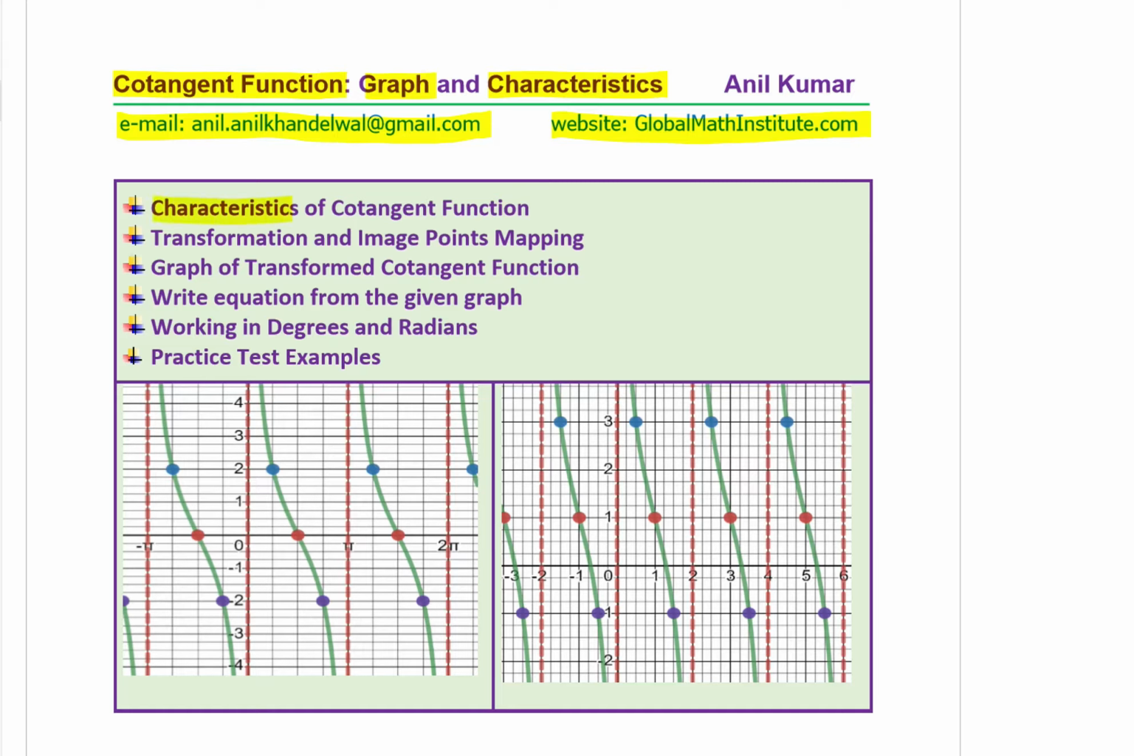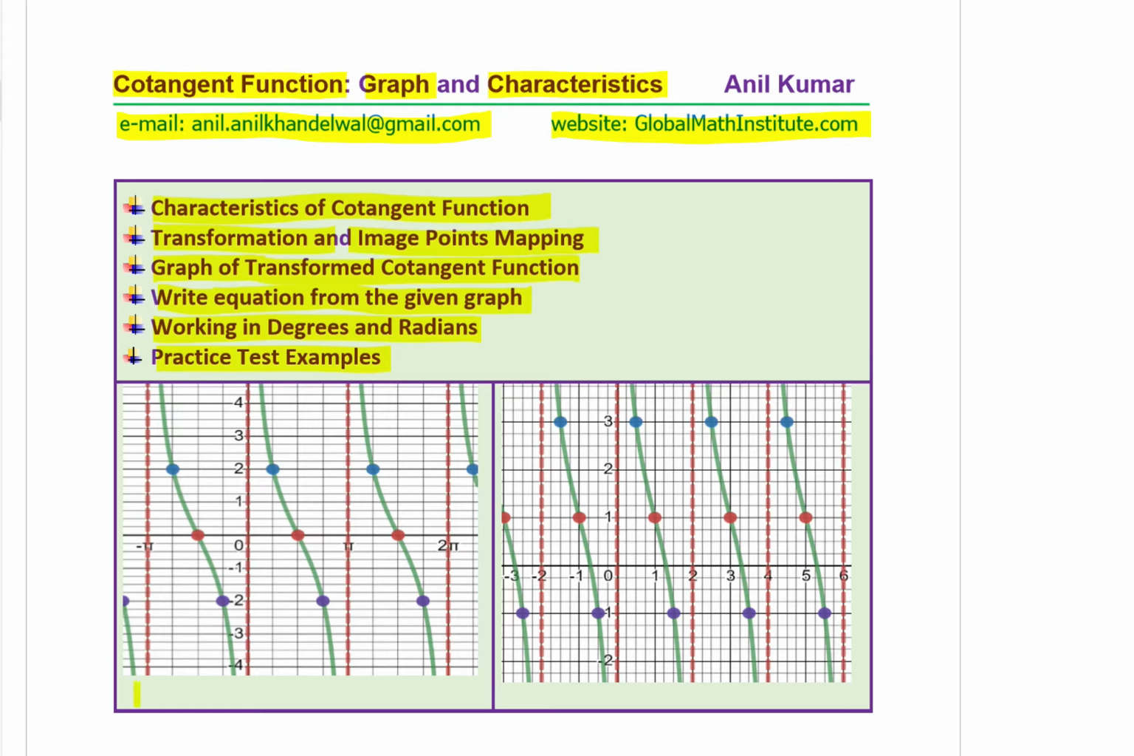We'll talk about the characteristics of cotangent function, the transformations, and the image points mapping. Graph of transformed cotangent functions will be taken as examples. We'll also write equation from the given graph. We'll be working with both degrees and radians, and the questions taken here are from previous test papers.